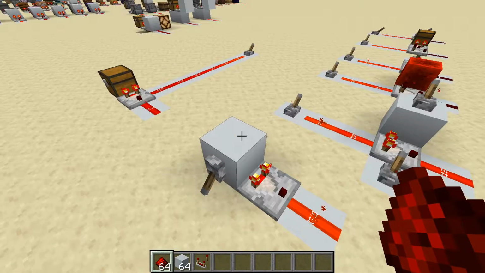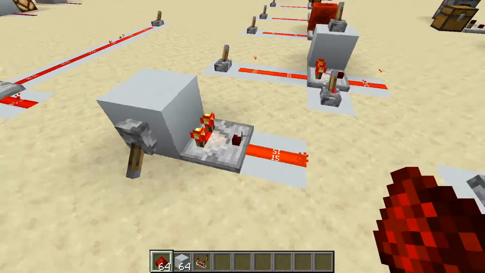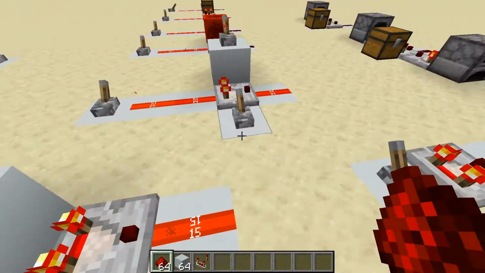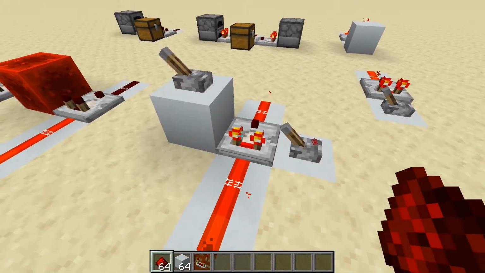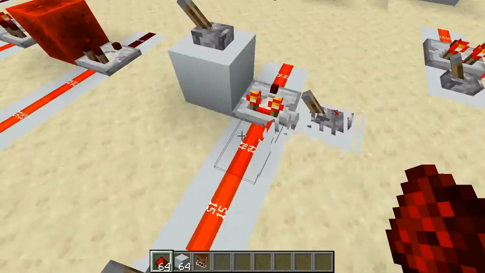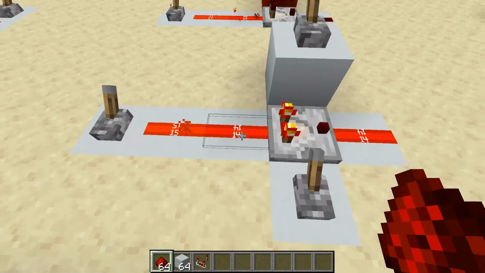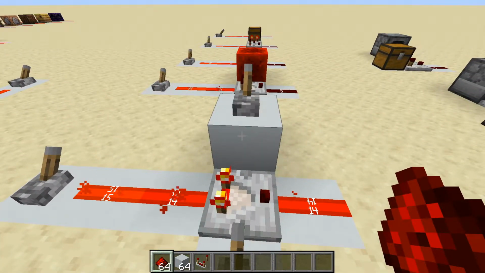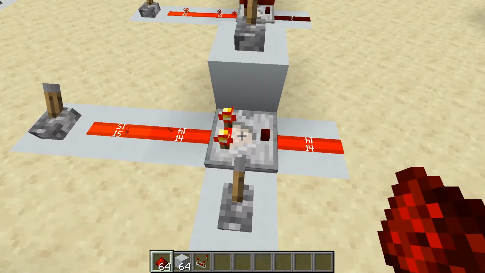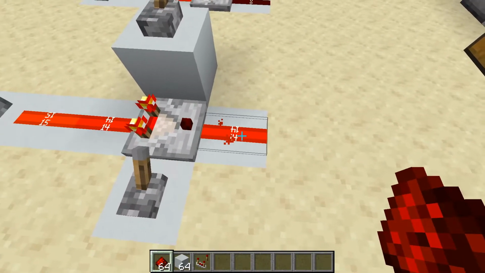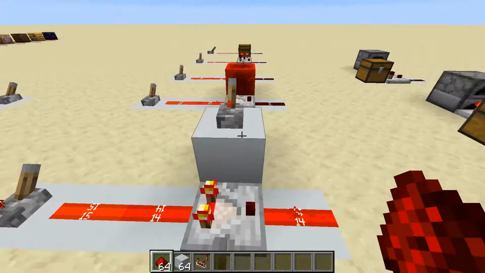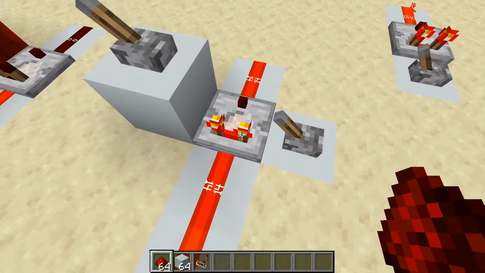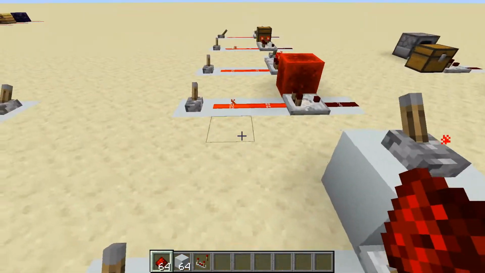Although you can power the back of a comparator from a solid block or from an adjacent redstone power component, you cannot power the side of a comparator from either of those two things. So this right here, we've got a signal strength of 14, and either of these two should be creating a signal strength of 15 that would go into the side, but we're still getting a signal strength of 14 out here, which means this isn't actually working. Neither of these devices right here are powering the side of the comparator.